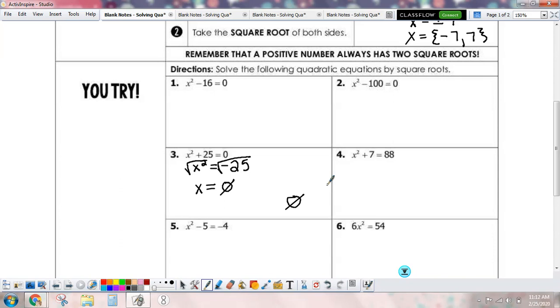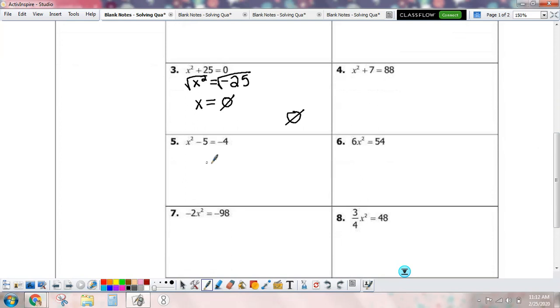Okay, so let's also look at, let's do 5. So number 5, there's an extra number over here instead of your 0. In order to solve this, you're just going to add 5 to this and then simplify. So you're just completing the order of operations. And then for number 6, instead of adding or subtracting, you have a 6x squared here.